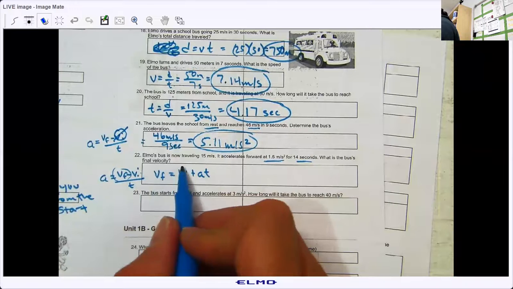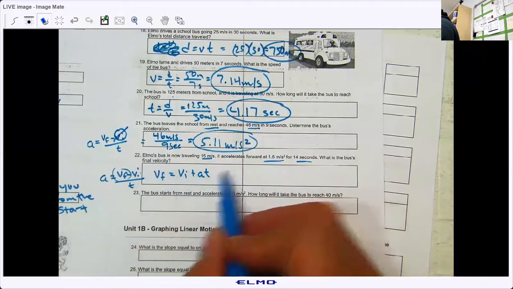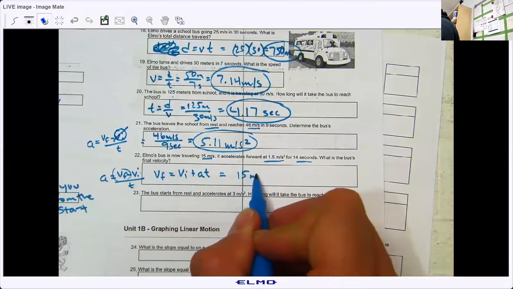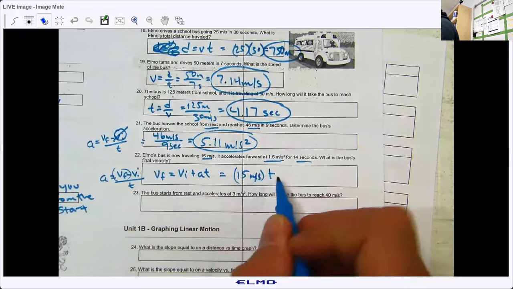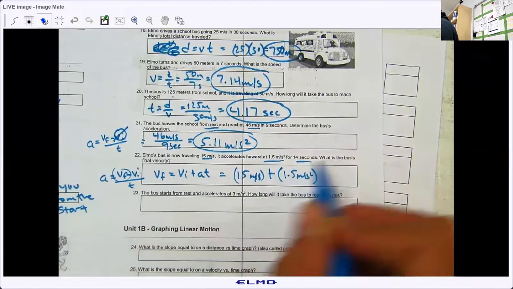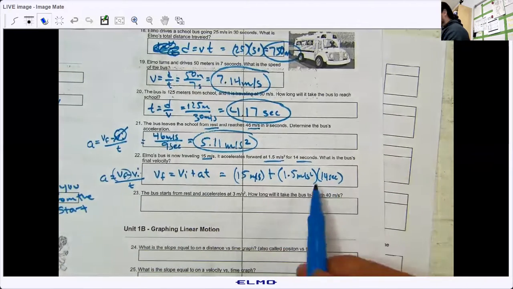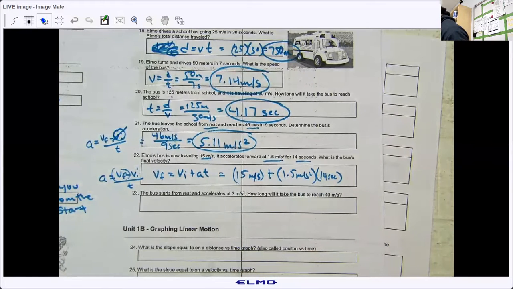So what's your initial velocity? It's traveling at 15 meters per second, and it accelerates. So this is the initial velocity. It's going to be 15 meters per second. That's going to be added to the acceleration, which is 1.5 meters per second squared, times the time of 14 seconds. So we're going to multiply these two first, and then we're going to add 15 to it. So we're going to do 1.5 times 14, and then we're going to add 15 to it.